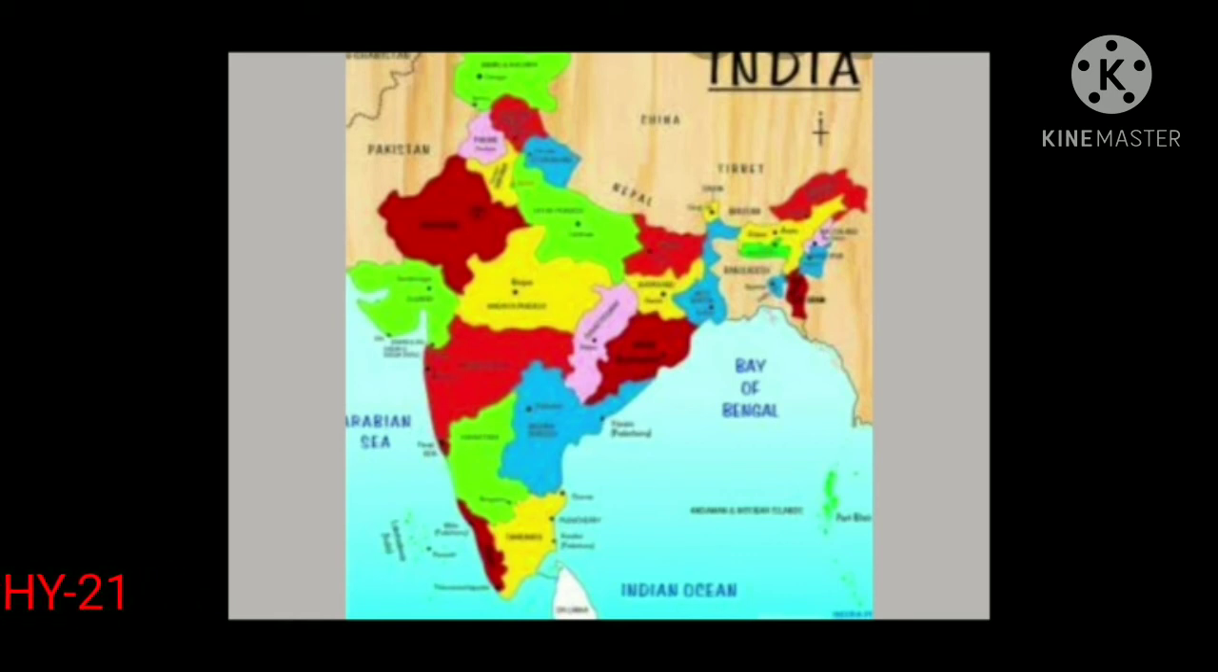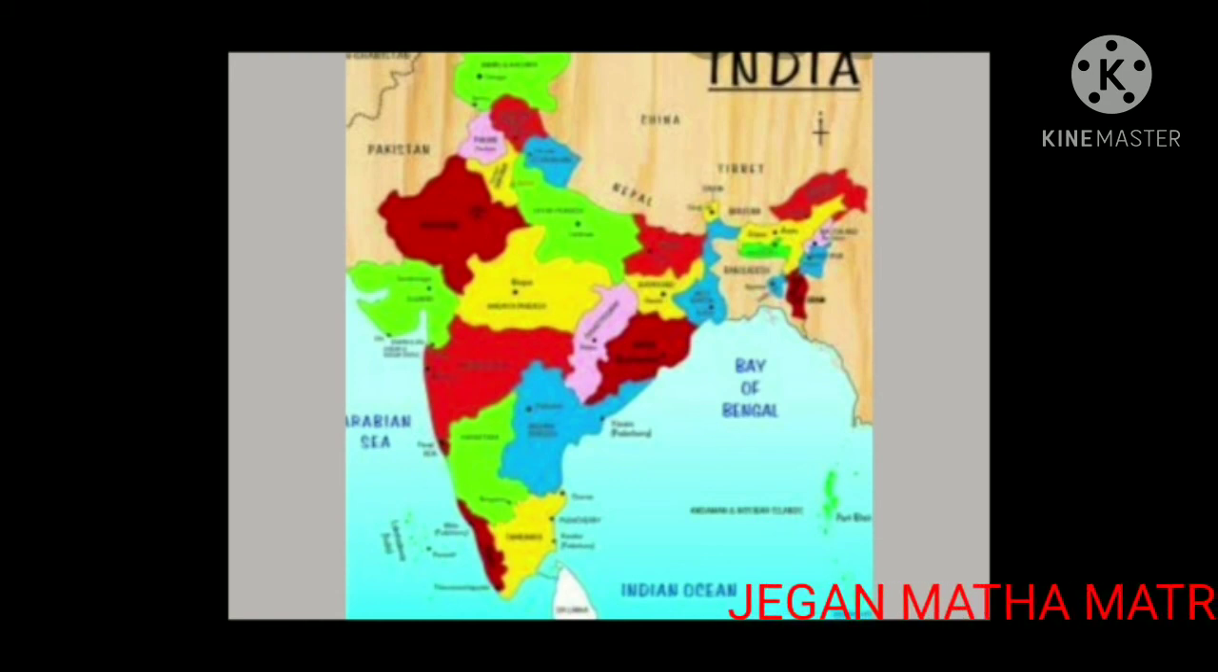About 1.2 billion people live in India. The capital of India is New Delhi, but the largest city is Mumbai. Hindi is the official language in India, with English as an additional official language. The currency in India is the rupee. The main religion in India is Hinduism.